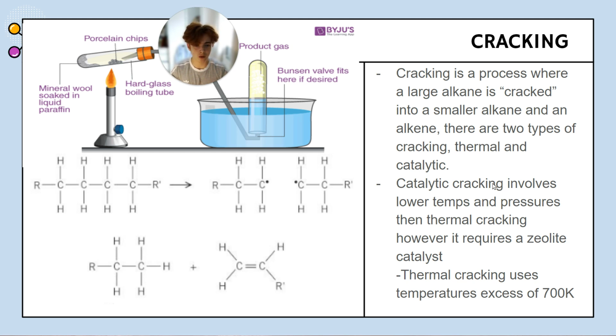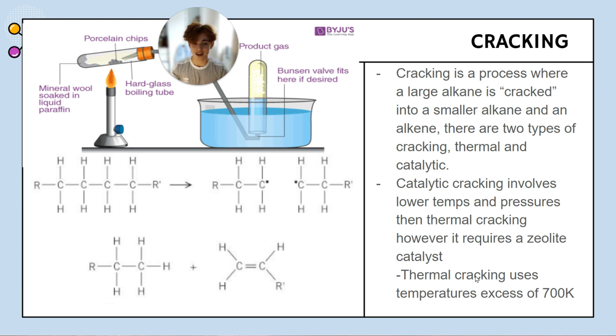One is catalytic cracking, which involves lower temperatures and pressures than thermal cracking. However, it requires a zeolite catalyst. A zeolite catalyst, if I'm to explain it in simple terms, is made up of, I think, silicon dioxide and aluminium oxide. If you have a look at a periodic table online, you'll see where those two things are in the table, and you'll be able to maybe deduce their structures, and you can go onto the internet, search them up, and you may be able to see how that actually works. But that's how catalytic cracking works.